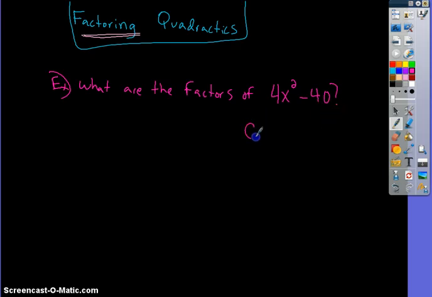I want to mention this, GCF. You may already know that means greatest common factor. So you're looking for the greatest common factor that is a factor of both 4x squared and negative 40x. We look at those, and both are divisible by 4, which may be the biggest number they both have in common. So if that's the GCF, you take the GCF and divide each term by the GCF.